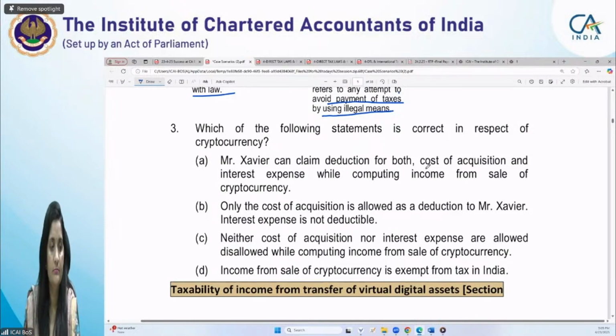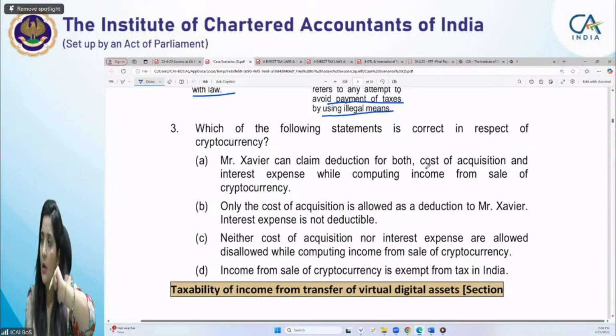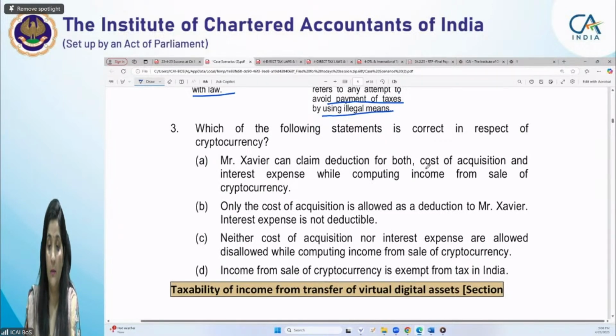Waiting for your answer. Poonam, Leela, Rajan, Prashant, Divya. What is the correct answer? Should I show you the facts? It's a simple fact that on transfer of cryptocurrencies, Mr. Xavier has earned some income. The cost of acquisition is given. The interest expense is given. Yes, Leela has replied. Prashant, you also please answer. Divya. Yes, B. It's very easy.